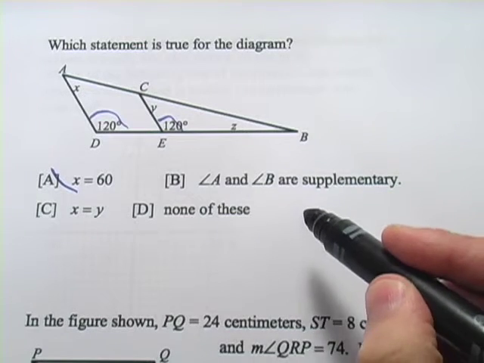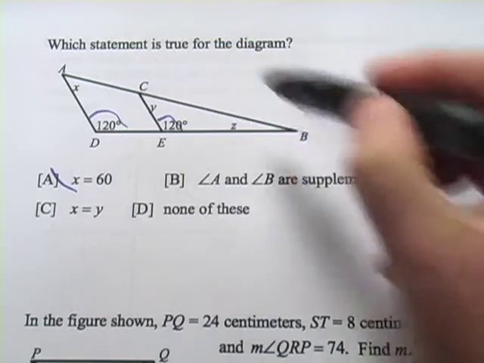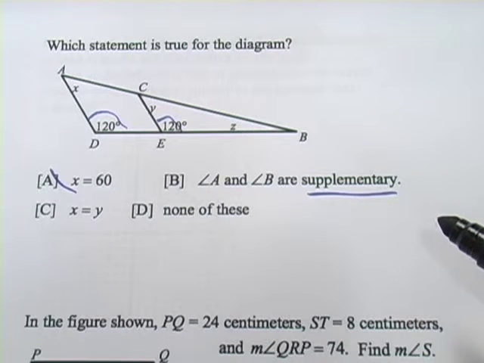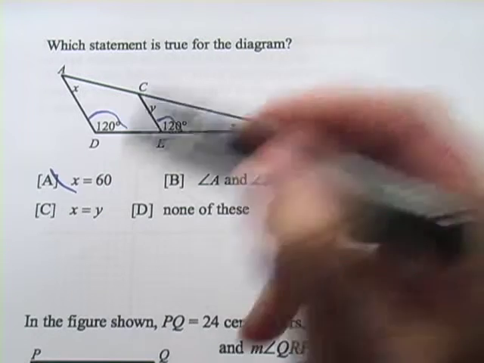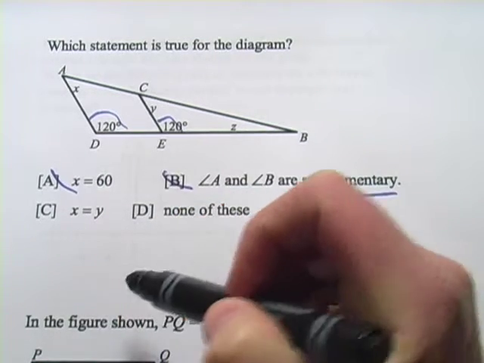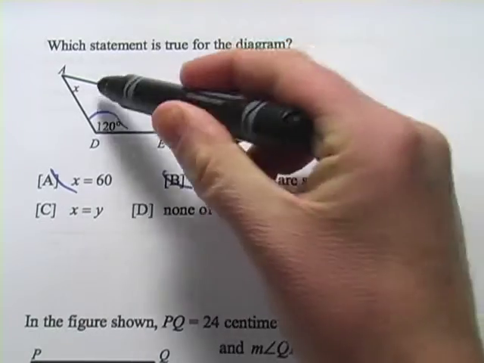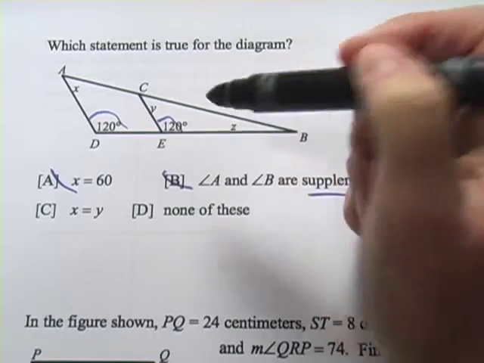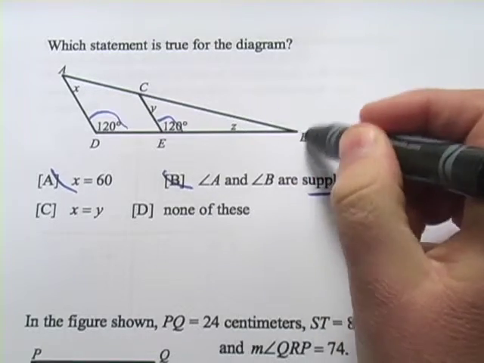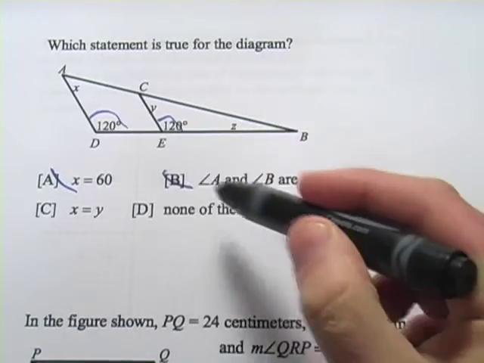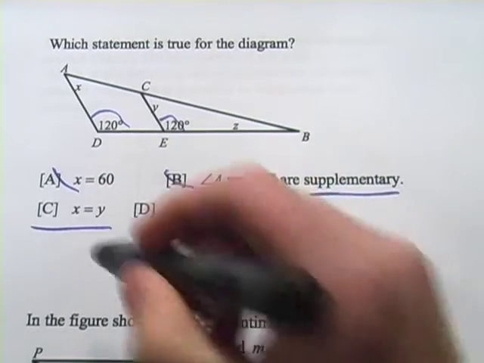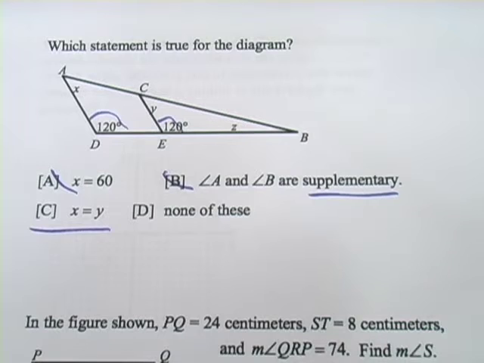B says A and B are supplementary, so this angle and this angle. Well, supplementary means adds up to 180. Again, you'd have two angles in a triangle adding up to 180. Not going to happen. C says x equals y, and as I was explaining about these similar triangles, x and y do have to equal each other because B equals B, this angle is shared, these two angles are the same, so the third angle in the triangle must also be the same. So that's going to be our correct answer there.